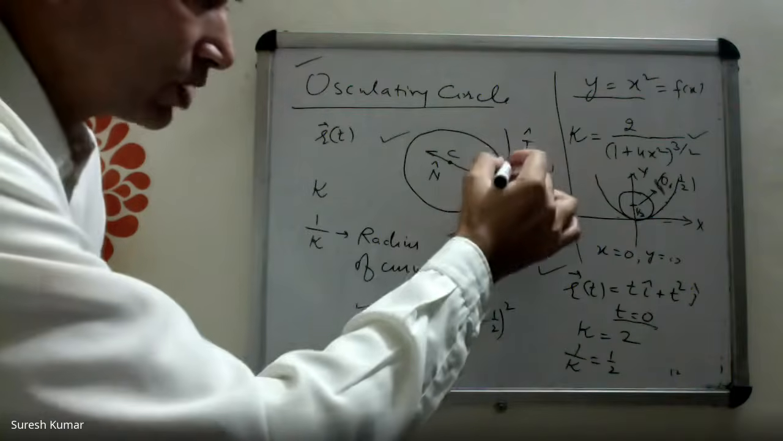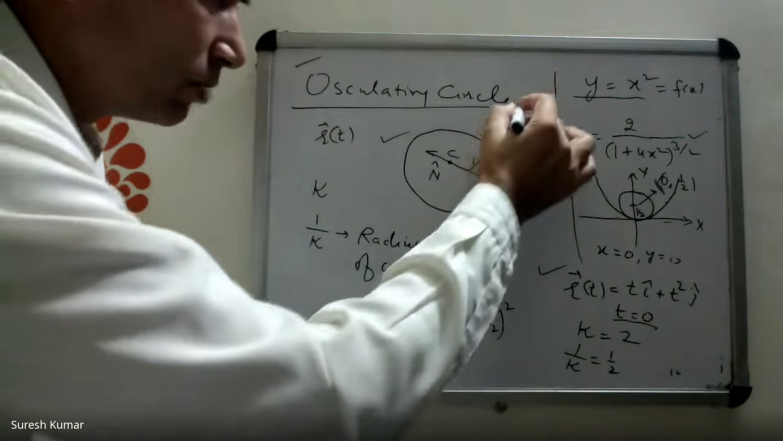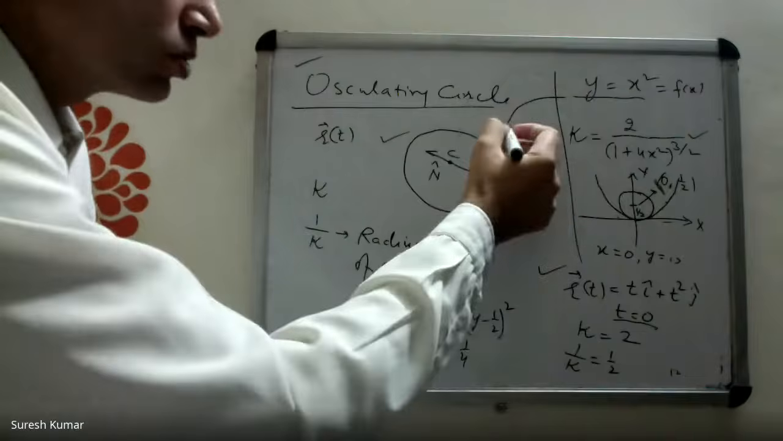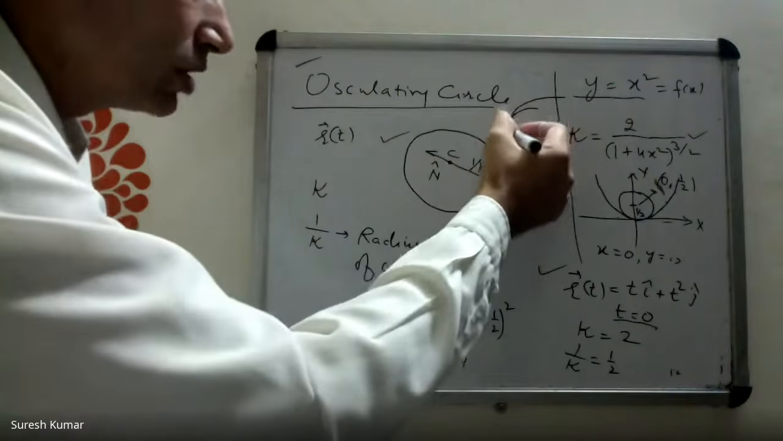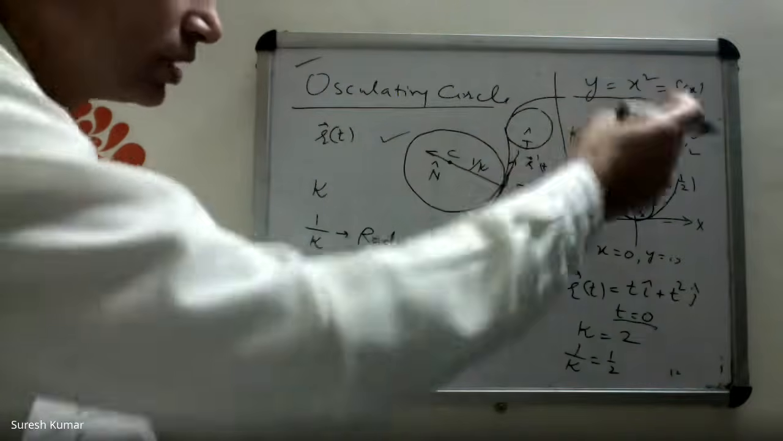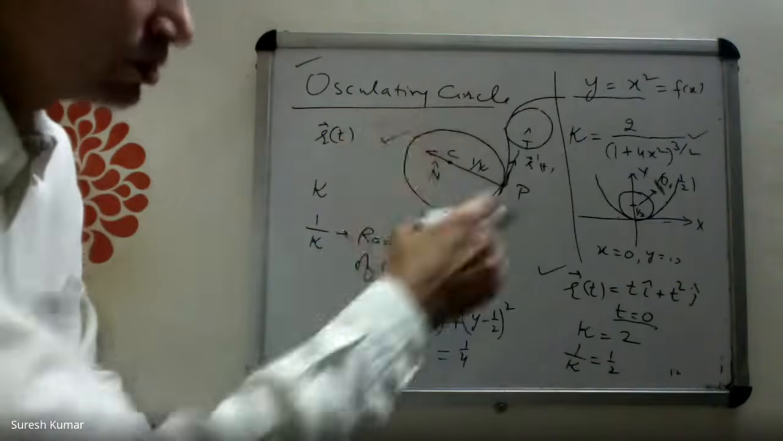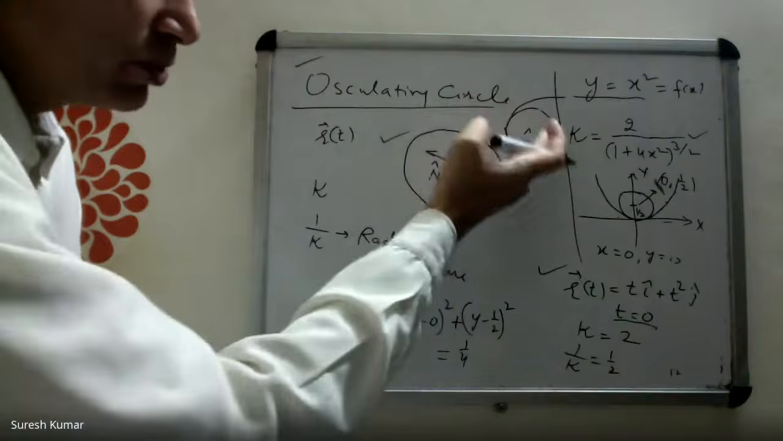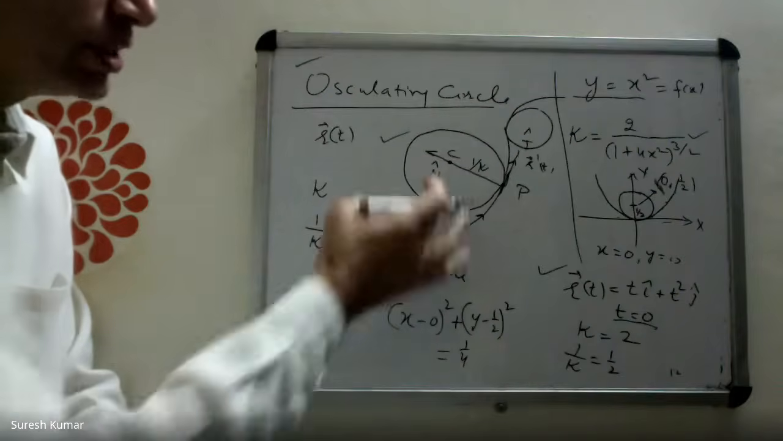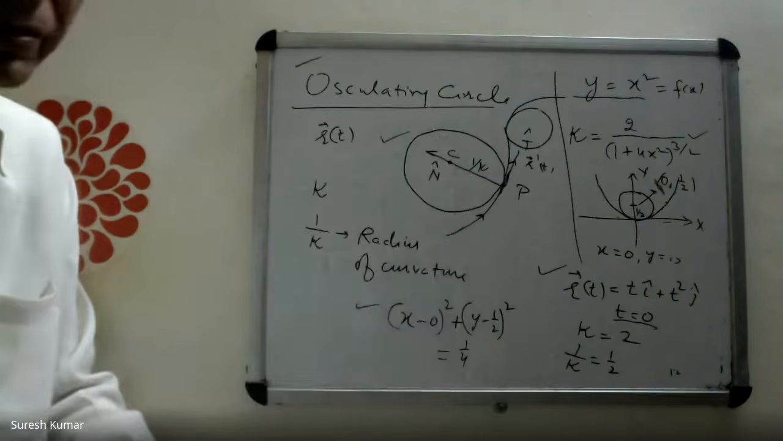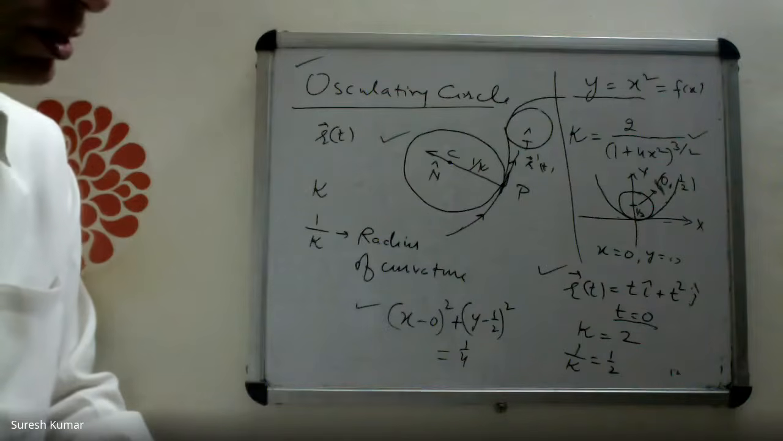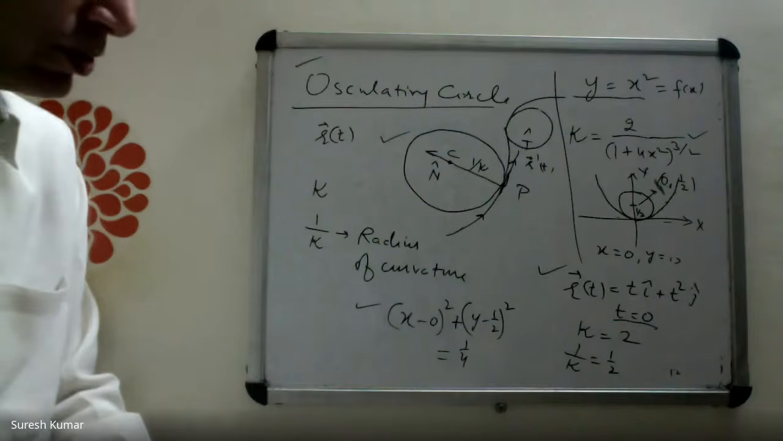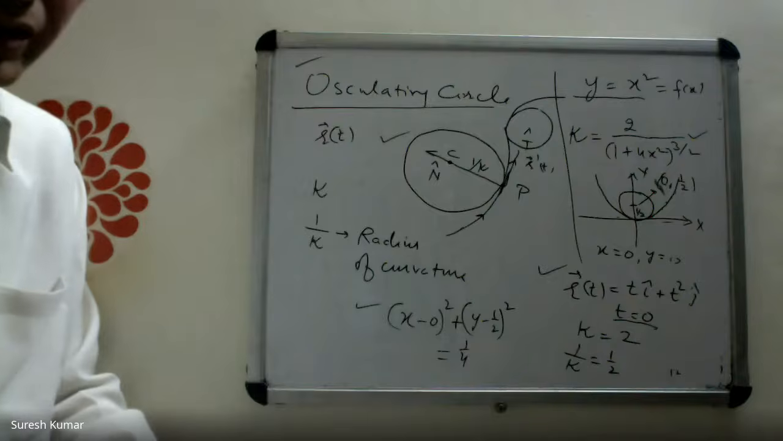Suppose after this point the curve bends like this. Then the osculating circle will change; it will come this side. You understand? As you move along the curve, the osculating circle keeps on changing in size and may also change its orientation, to the left or right, depending on the orientation of n cap. So I hope this concept is clear.